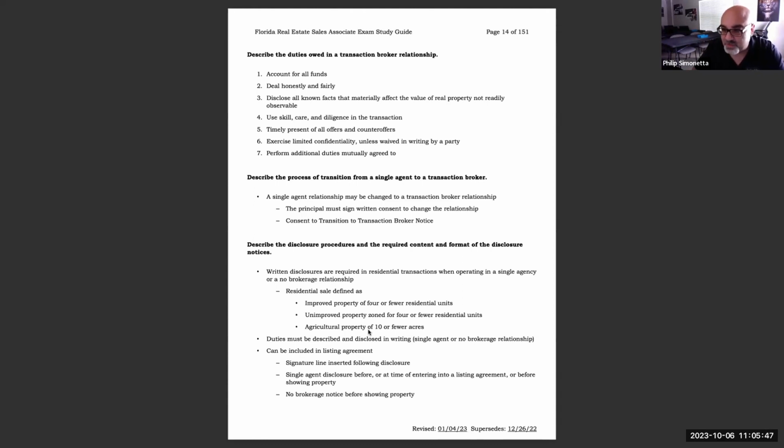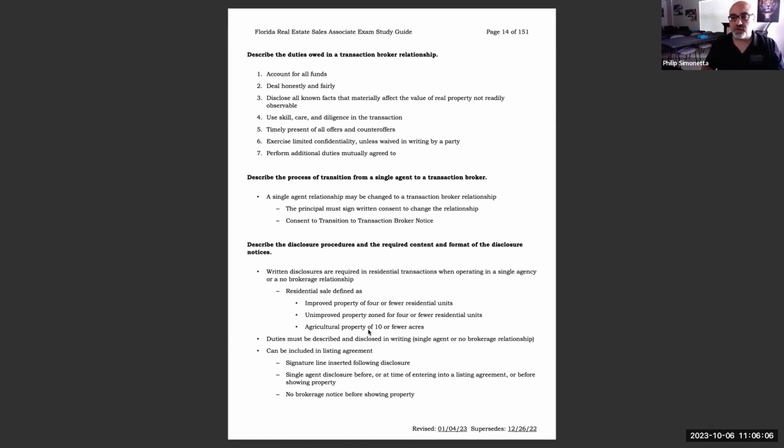If you're a transaction broker, no, because in Florida, you're presumed to be a transaction broker. So if you don't have a single agency or no brokerage, you're presumed automatically transaction broker. Okay, so there's no form for that one. Okay, it can be included in the listing agreement.